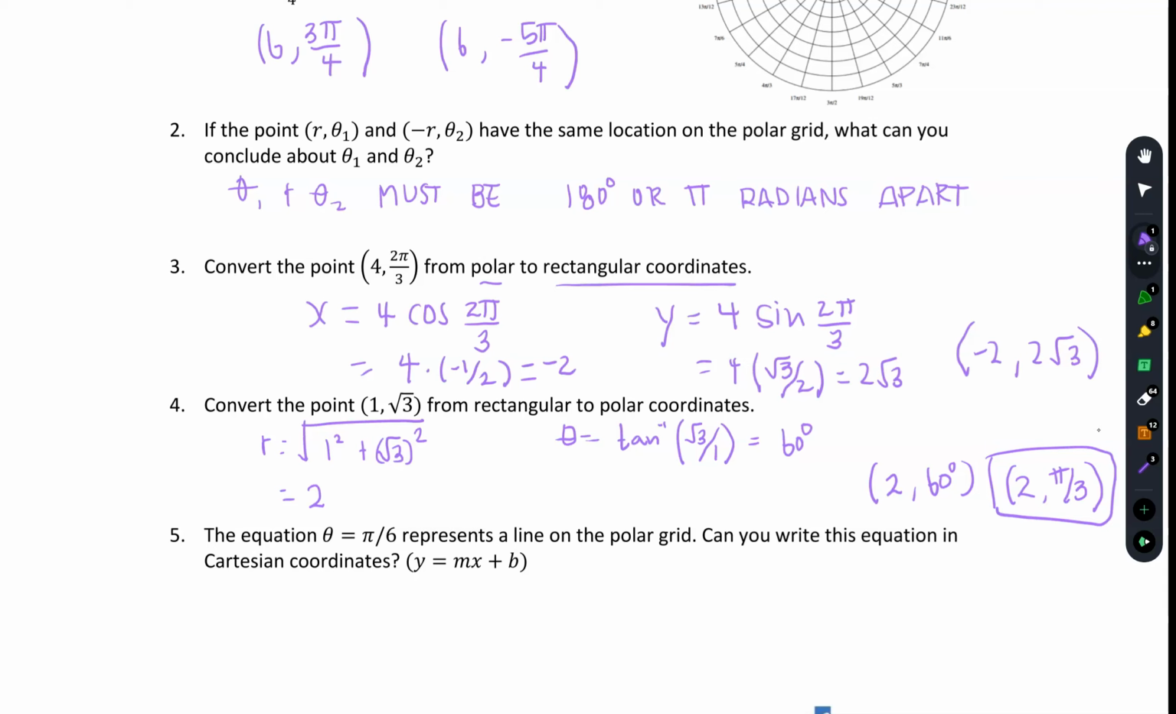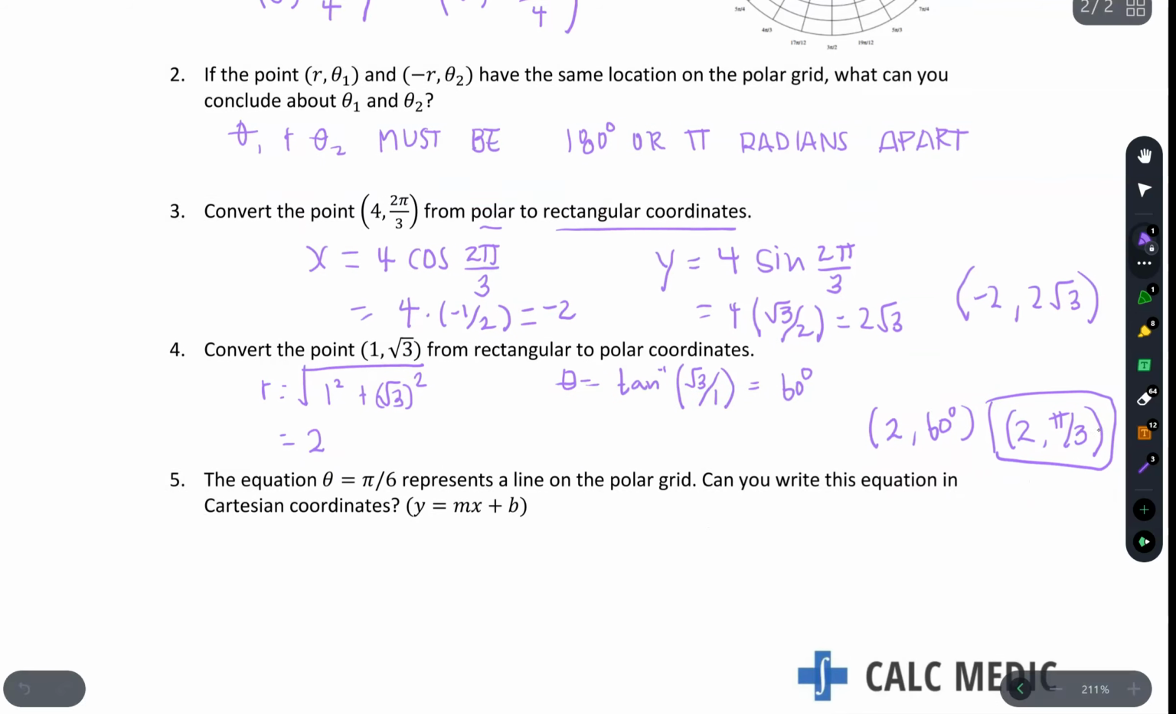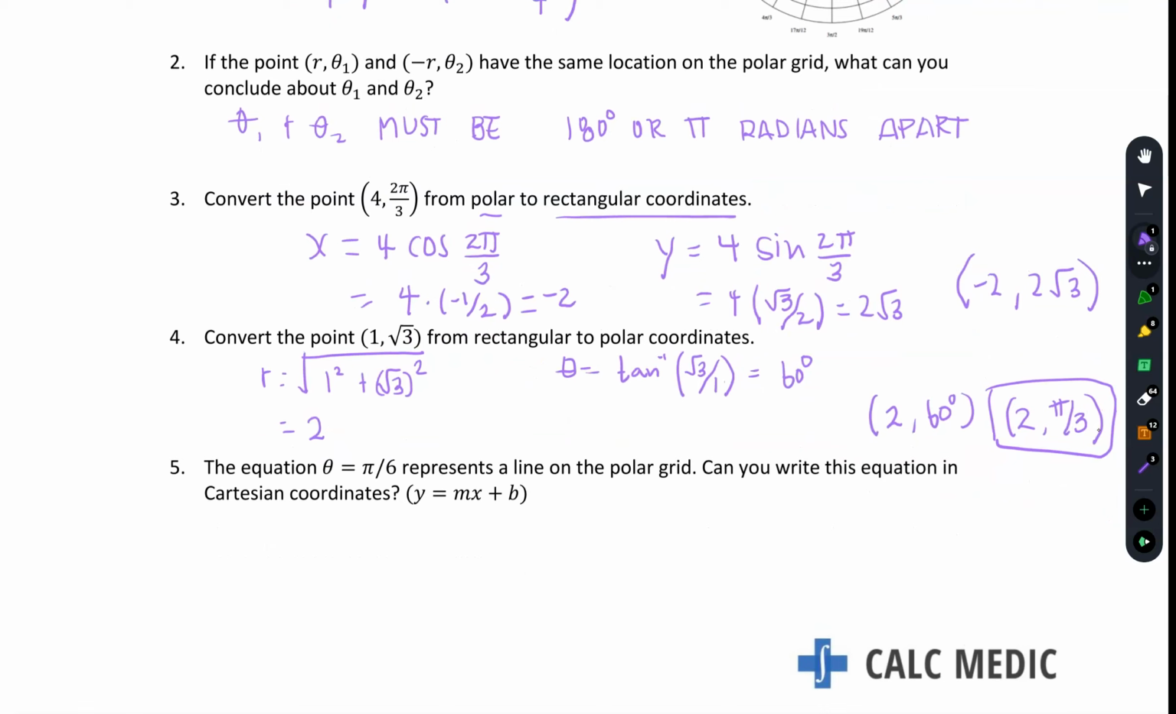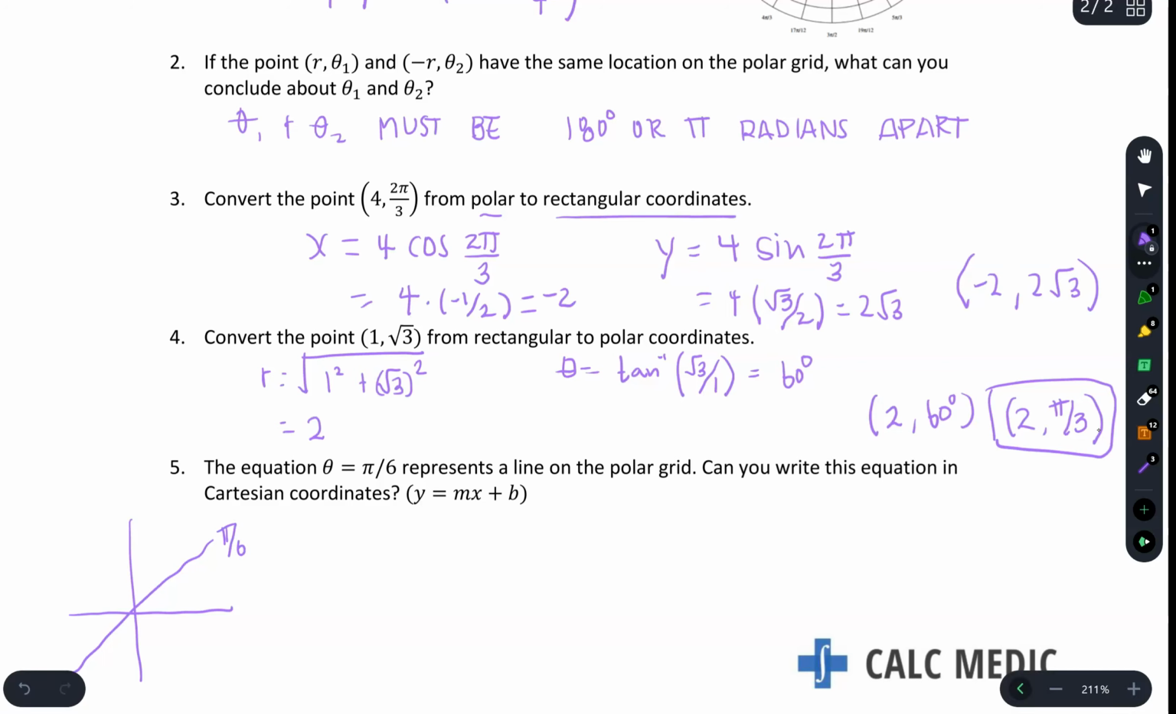Okay. The equation theta equals pi over 6 represents a line on the polar grid. Can you write this equation in Cartesian coordinates? Okay. So theta is going to be equal to pi over 6. So let's think about that for a second. So that is this. We'll say this is pi over 6. That was not very good, sorry, because that should be 30 degrees. It should be a little closer down there.